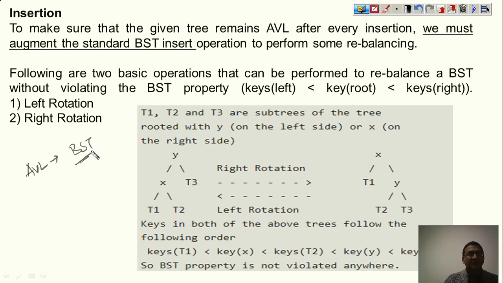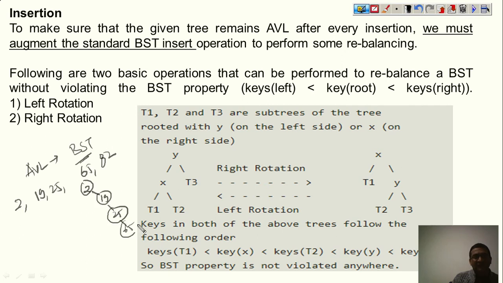When we talk about the general BST, then your tree is not balanced. For example, if I am going to insert all the values which are in sorted order, for example, if I insert 2, 19, 25, 65, 82, then if you construct your tree, it will be going like this. Now this is your skewed tree, and the operation will be costly, and this is what we want to avoid. So we want to add something to the insertion of the BST so that it will remain balanced. This is what we are going to understand here.